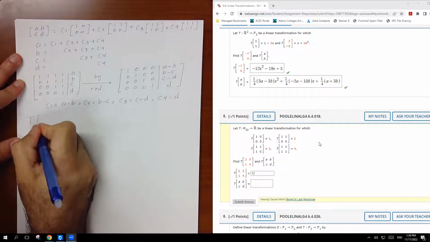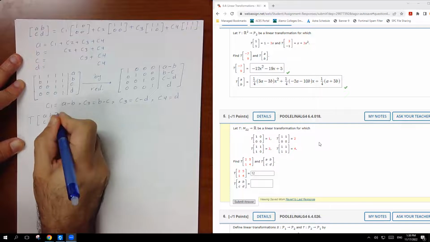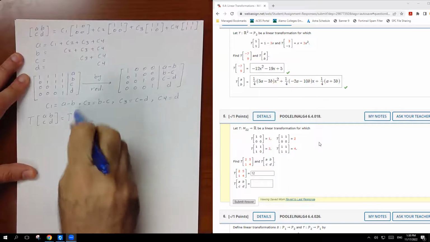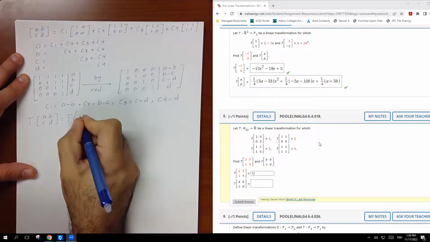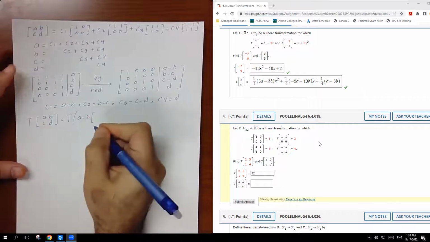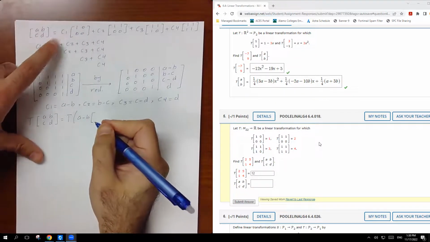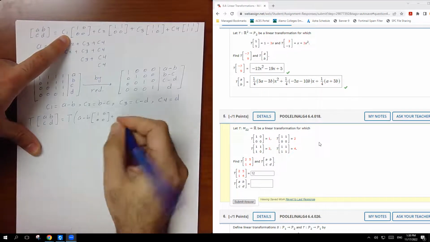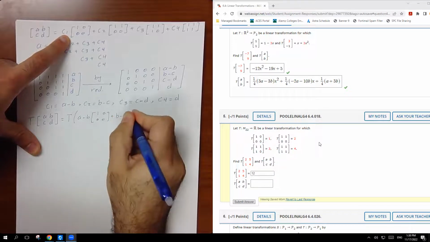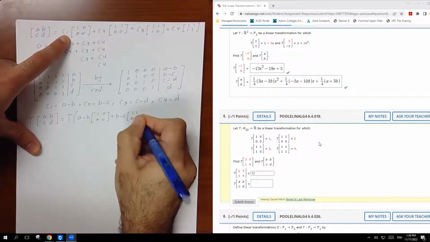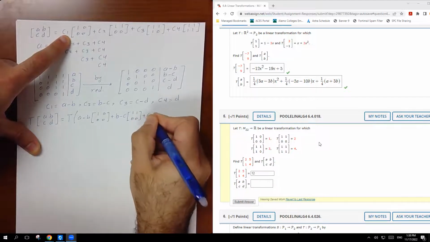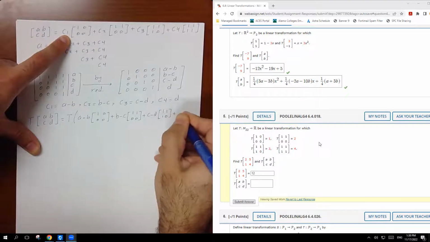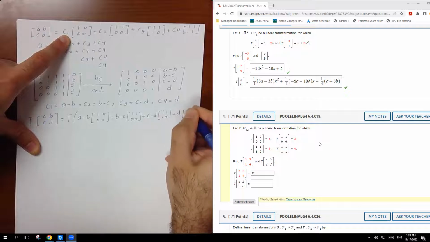Now we're going to find the transformation for this matrix. That means the transformation of A, B, C, D is going to be equal to the transformation of C1, which is A minus B times the first base, which is 1, 0, 0, 0, plus C2, which is B minus C times the matrix 1, 1, 0, 0, plus C3, which is C minus D times the matrix 1, 1, 1, 0, plus C4, which is D times the matrix 1, 1, 1, 1.